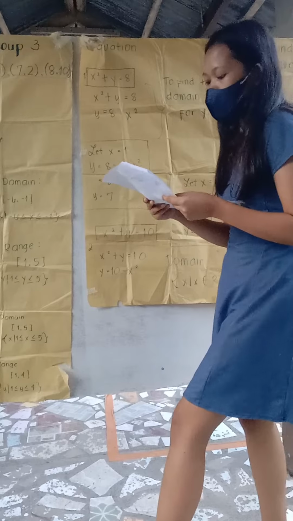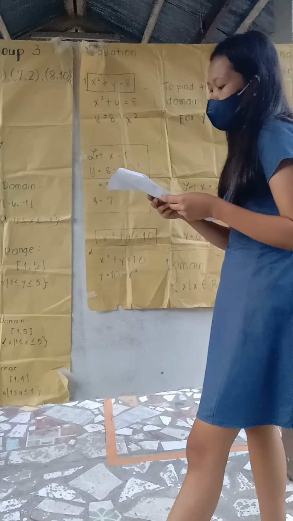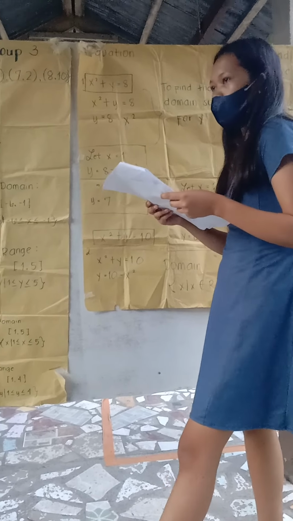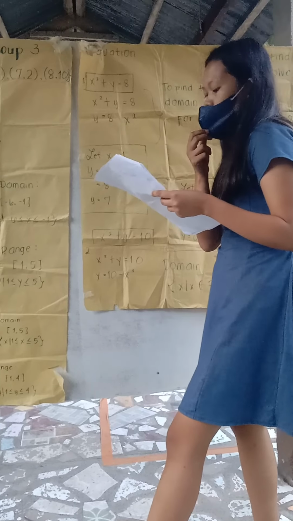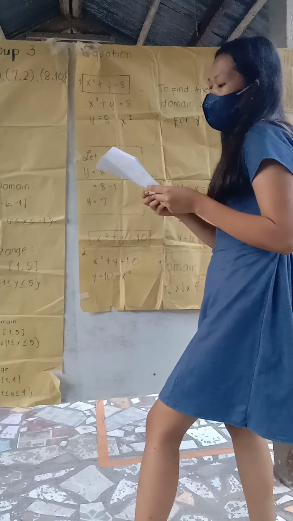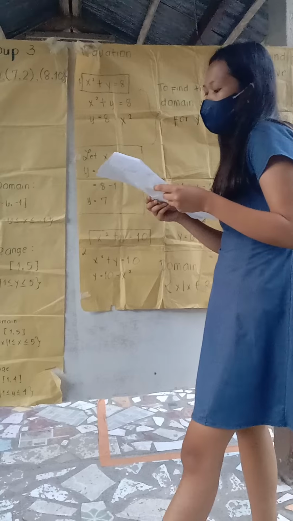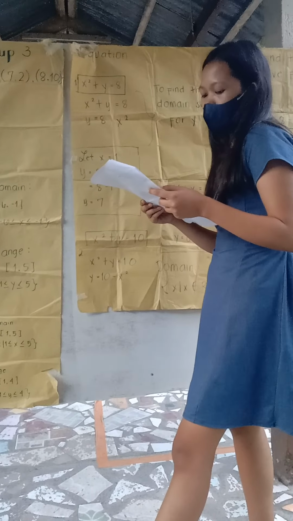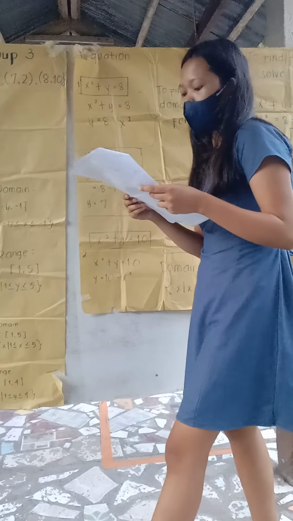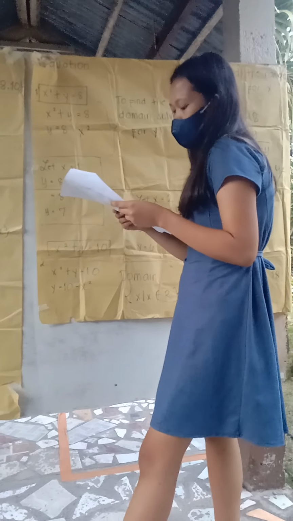How do we find the range? To find the range, solve for x. X squared plus y is equal to 8. To find x, solve using the square root method. x is equal to positive or negative square root of 8 minus y. So y such that y is less than or equal to 8.